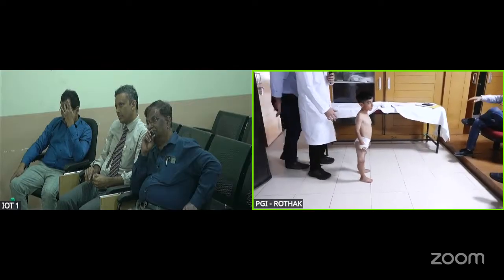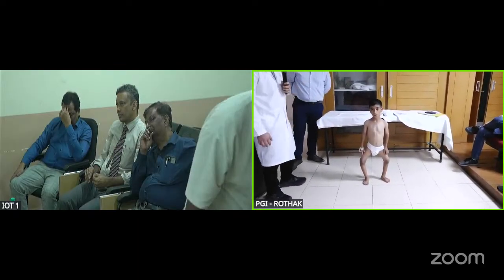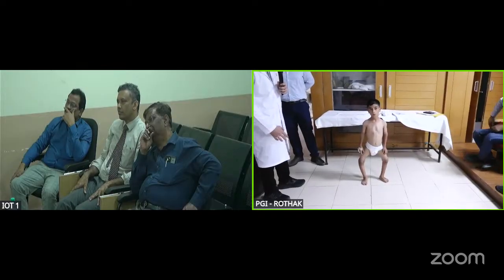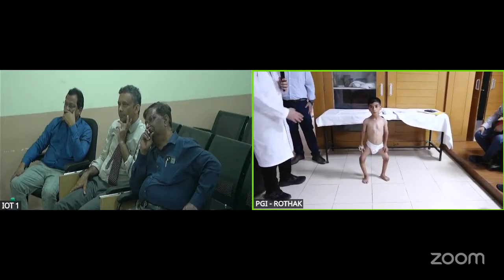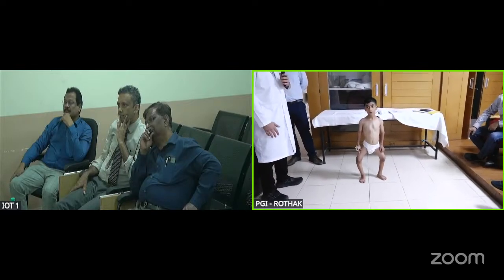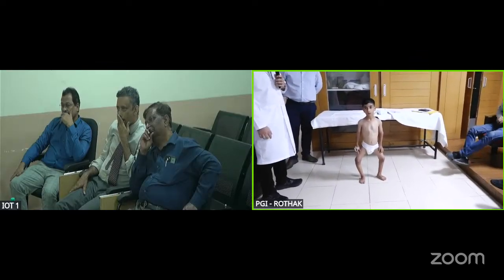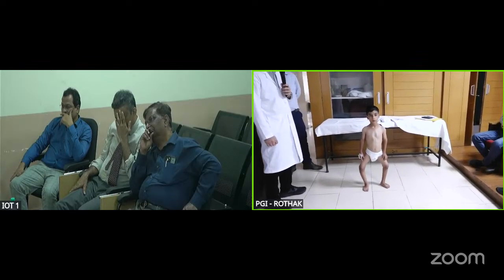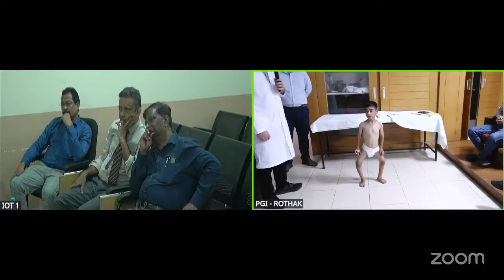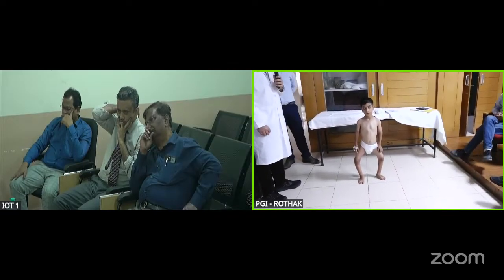Proceed. Sir, on inspection, there is bowing of bilateral knees, and there is increased lumbar lordosis. On palpation, sir, there is no joint line. Wait. Bowing of legs, you told in coronal. What about the sagittal alignment of the knees? Sir, there is flexion deformity in bilateral knees.